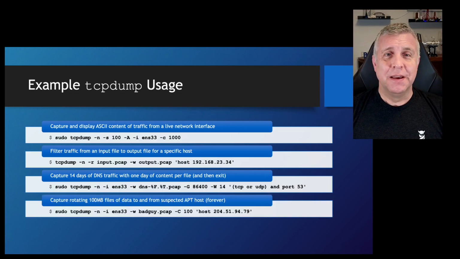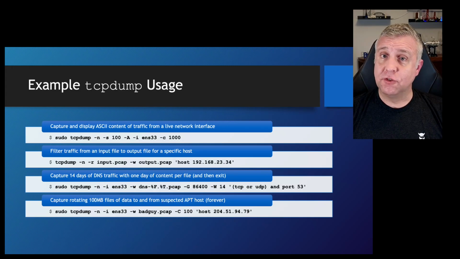The next example that we have here, we're also going to be doing rotation. We're going to be doing a rotation of live network data, so we're using sudo tcpdump -n, same network interface, ens33, just to keep things consistent for you. Writing out a file called badguy.pcap, and in this case, I want to keep at most 100 megabytes per file. You can see that with the -C 100, that's going to say as soon as we go over the 100 megabyte limit, we're going to go ahead and create a new file. I'll talk to you about the file naming for this in just a moment.